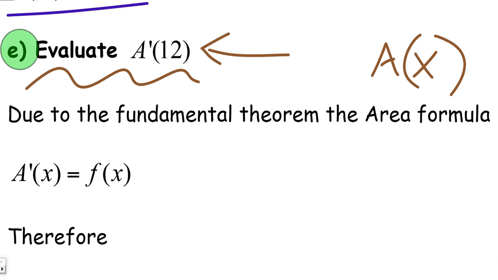Part E of this example asks to evaluate A prime of 12. So what it's asking is, at what rate is the area under the graph of f of t changing at t equals 12? So without further ado, let's take a look at the graph.